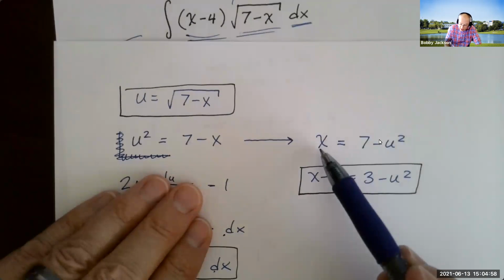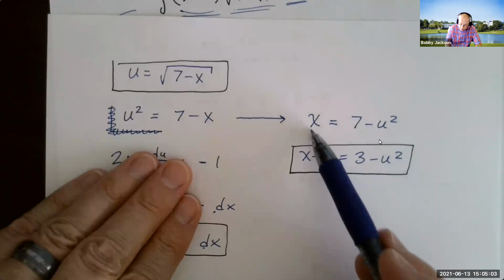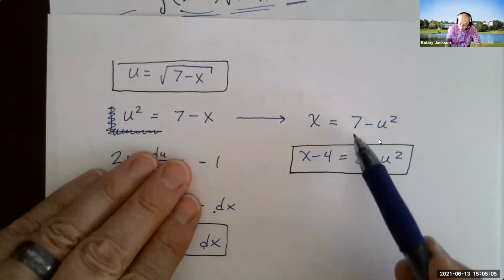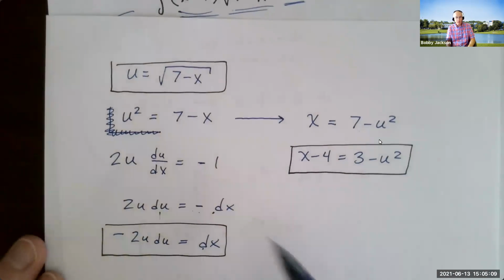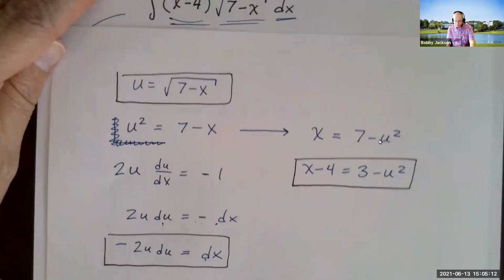And then to get x minus 4, which is what I want to get here, subtract 4 from both sides. Very similar to what we had before. X minus 4 equals what? 7 minus 4 is 3 minus u squared. So I've put in black boxes the important things that we need.